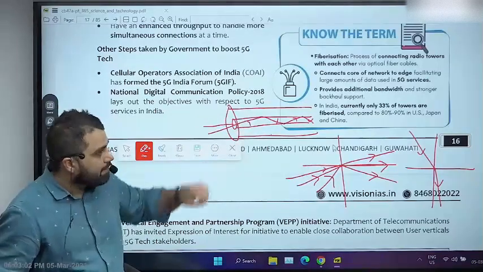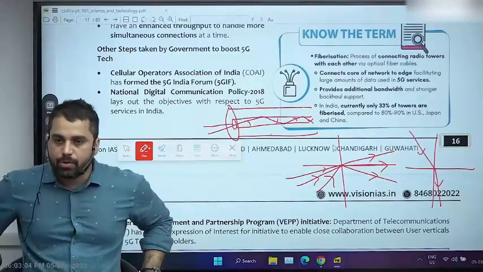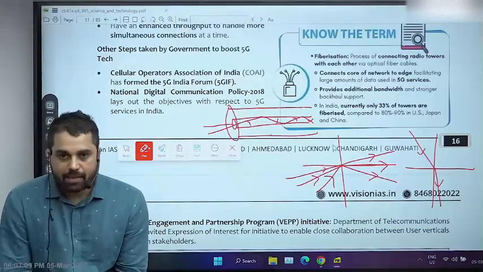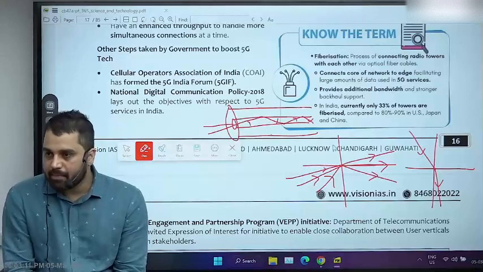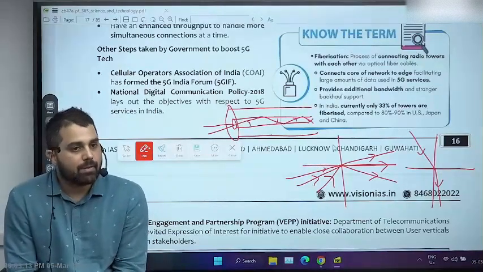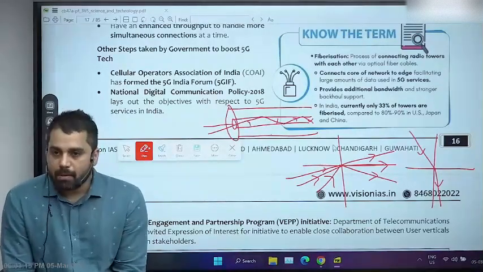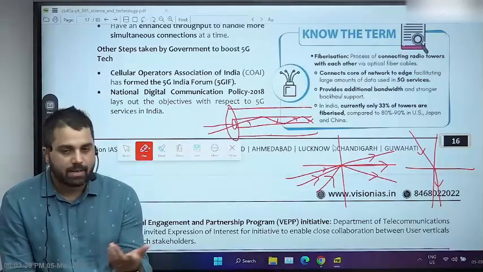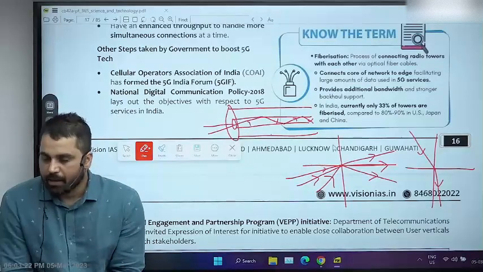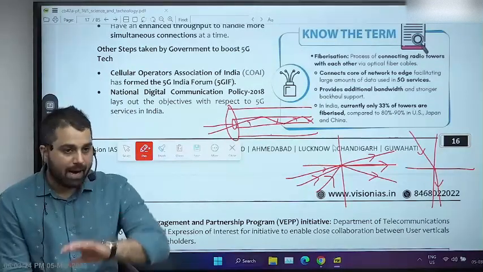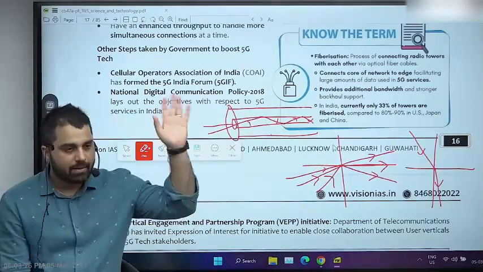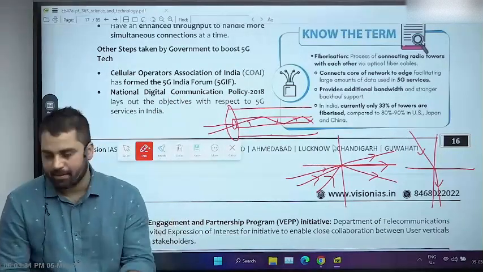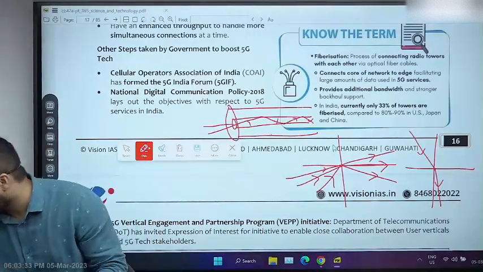Now for 5G, because 5G aims to support huge amount of data into particular area, and such data requires very high bandwidth, and that high bandwidth will be supported by optical fiber cable. This is a problem in India, that only about 1/3 of our mobile towers are connected with optical fiber cable, and if we do need 5G, pan India 5G, we require 100% optical fiber connectivity. So that is a challenge of 5G rollout into India.